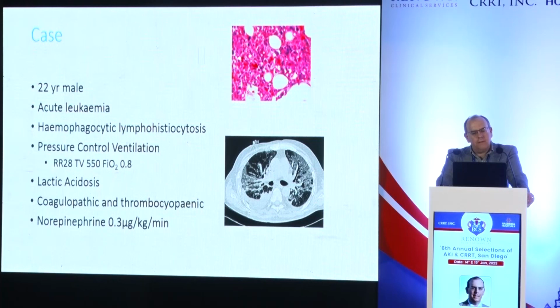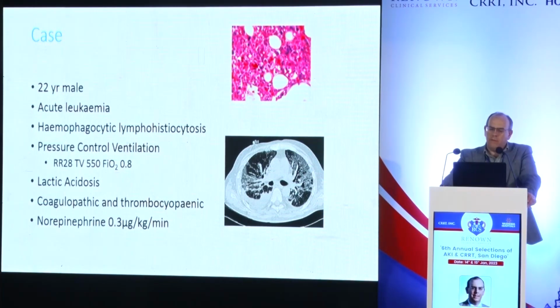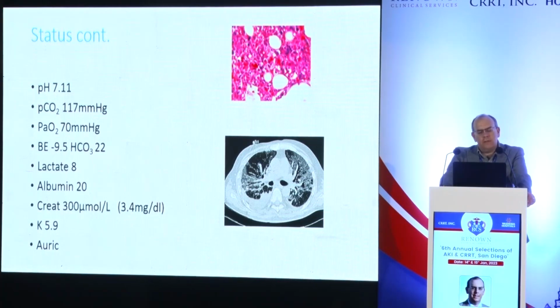The first one is a case looking at acidosis. This is a 22-year-old male who presents very sick with acute leukemia and unfortunately the very high mortality condition of hemophagocytic lymphohistiocytosis. He has got severe lung injury with a very high FiO2, and he has a severe lactic acidosis, coagulopathy and thrombocytopenia, and he's on a moderate dose of noradrenaline. He's certainly acidotic with a mixed acidosis from respiratory acidosis due to his lung protective ventilation and his elevated serum lactate. And he's in renal failure, he is anuric, and he has potassium approaching 6. So he clearly needs CRRT.